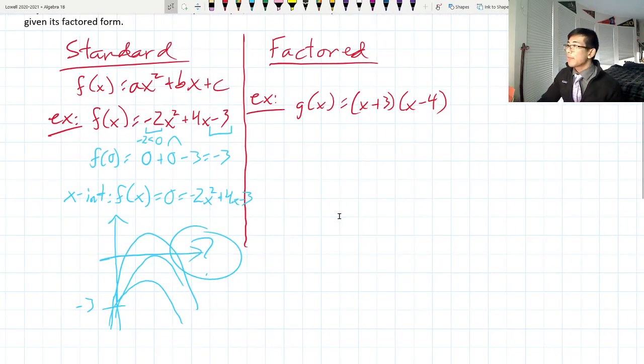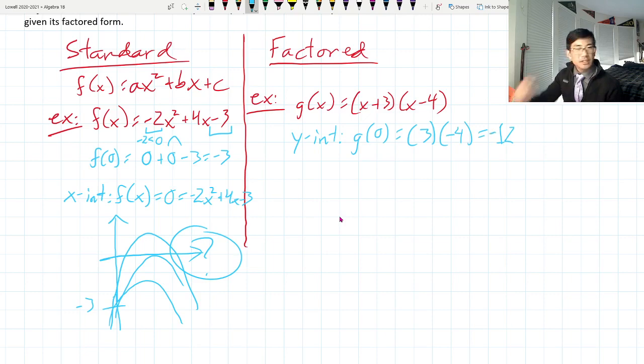Okay, well, I can find the y-intercept pretty quickly. Now, it's not as obvious as the last one, but to find the y-intercept, you're still plugging in 0 for x. So we're going to evaluate g of 0. It's not too bad because it's 0 plus 3, which is 3, and 0 minus 4, which is negative 4. Equals negative 12. Not so bad. A touch more work, but really not that bad.